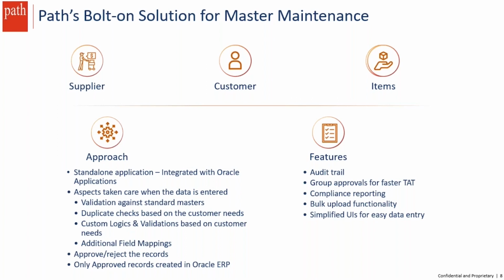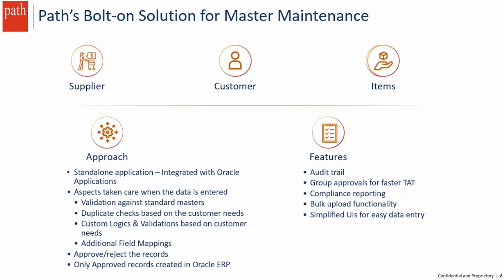Aspects taken care of when the data is entered are validation against standard masters and duplicate checks based on customer needs. Some customers may want a duplicate check on customer name. Others might say they don't want it, because a customer recently told us that they don't want a check on item name. Item name can be duplicate for them, but the item number has to be unique. So each customer has their own requirements. We do those learnings in the initial phase of the project. Custom logic, if anything needs to be built, and validation as per customer needs, we do those.